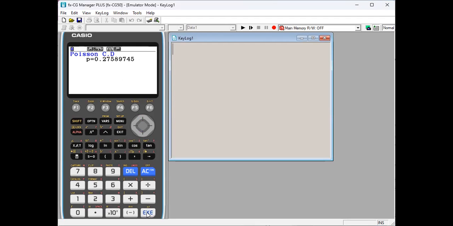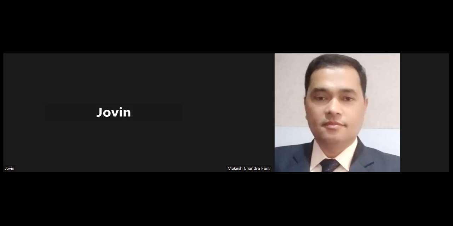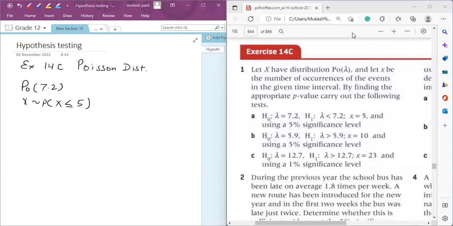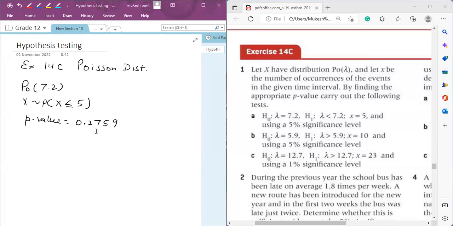Okay, so we will write this value, 0.2759. As you can see, I have written this p-value over here. Whatever Casio calculator model you are using, no problem there. You simply need to enter the X value and the parameter, and that will give you the answer.